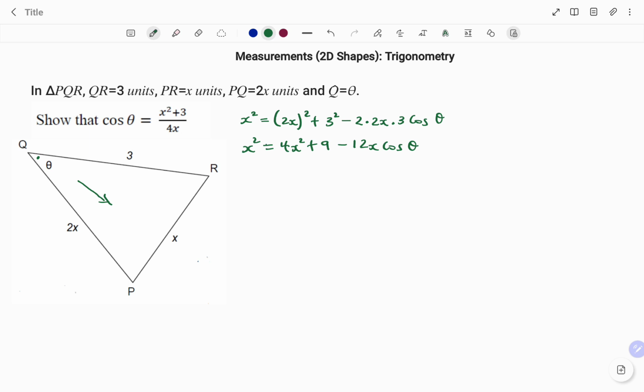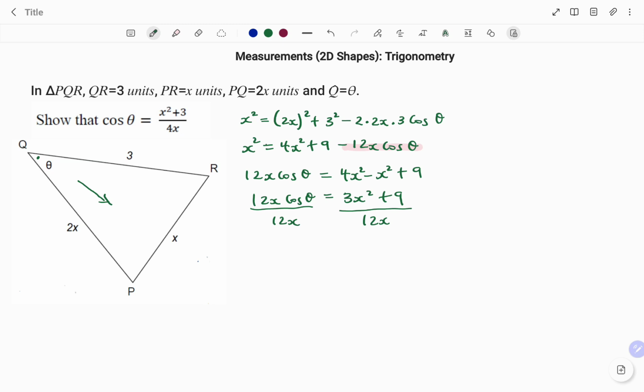Simplifying, I'm going to make 12x cos theta my subject of formula, so I'm going to move that to my left hand side and move x squared to my right hand side. So what I will have is 12x cos theta will become positive when moved to the left hand side, and x squared will be negative when I move it to my right hand side, plus 9. I have 12x cos theta equals 3x squared plus 9, dividing both sides by 12x.